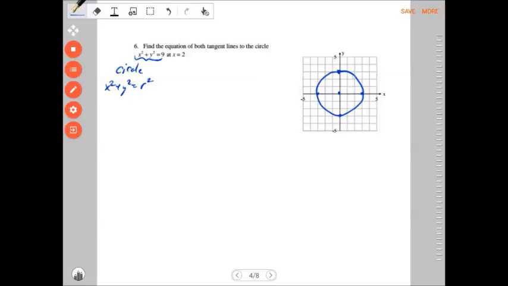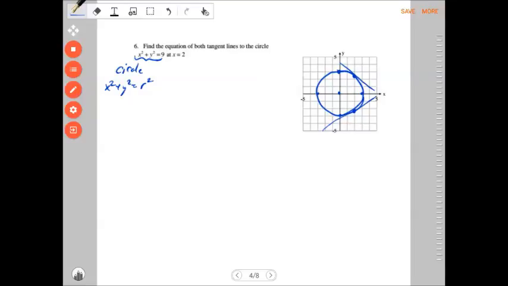Okay, so we want when x is 2. So when x is 2, we're about there. When x is 2, that is definitely there-ish. Okay, so we want these equations of the tangent lines. That's what we're looking for. Okay, so anyways, not a big deal.